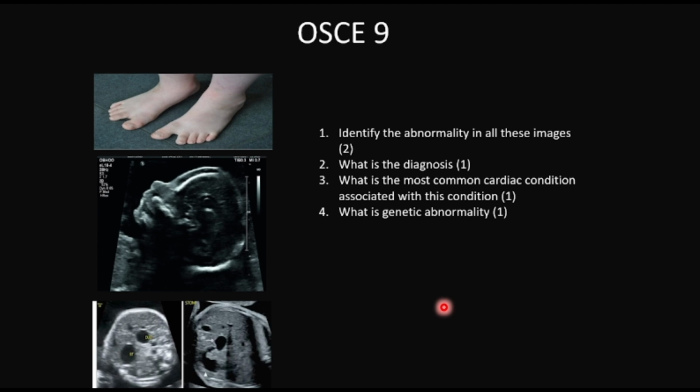First question is identify the abnormality in these images. Next is what is the diagnosis. Third is what is the common cardiac condition associated with this condition. Fourth is what is the genetic abnormality.